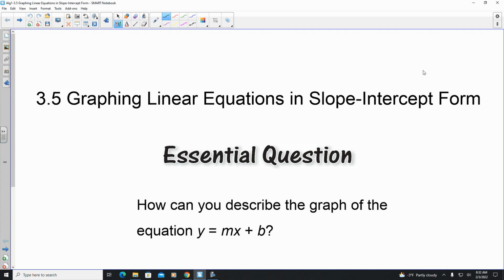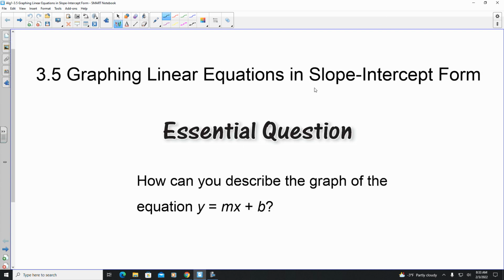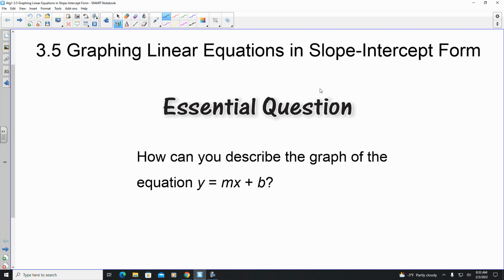In this lesson, we're going to be looking at section 3.5, where we're going to be graphing linear equations in slope-intercept form. So, the majority of us should be familiar with the general equation for slope-intercept form, which is what we have right here. Y is equal to mx plus b.